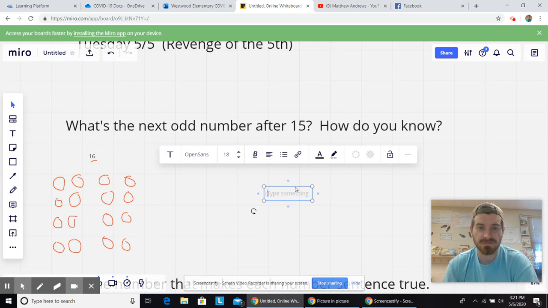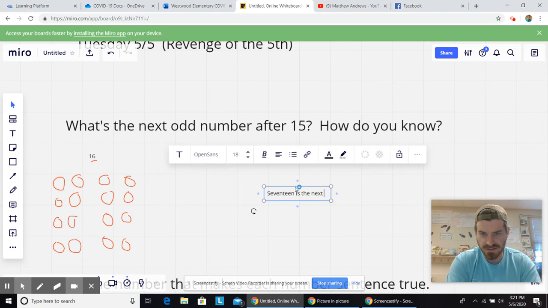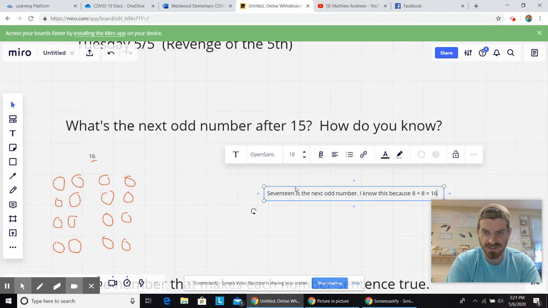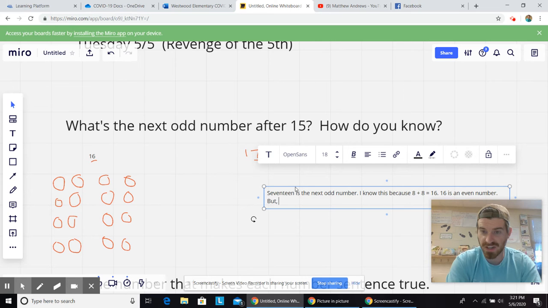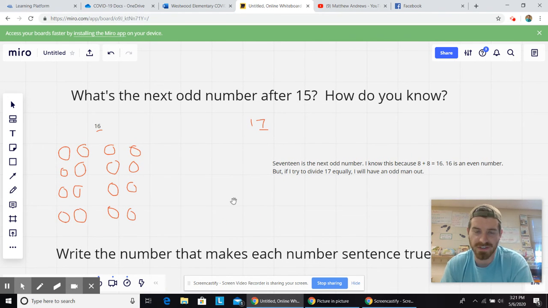And I know that 17 is the next odd number. I know this because 8 plus 8 equals 16. 16 is an even number. But if I try to divide 17 equally, I will have an odd man out. So that lets me know that 17 is odd. It's the next odd number after 15.